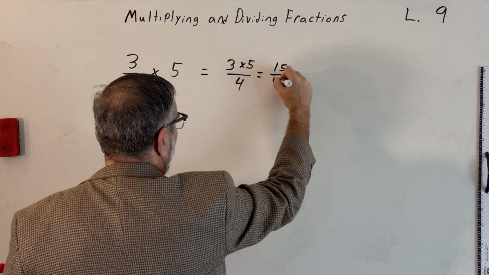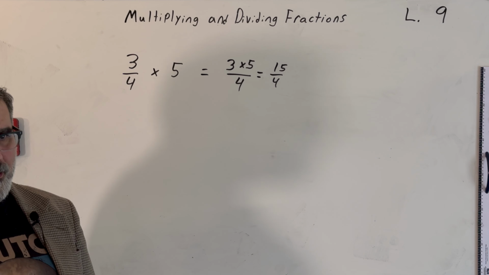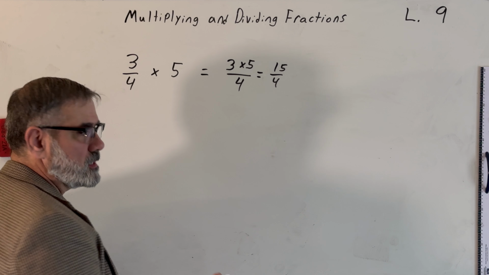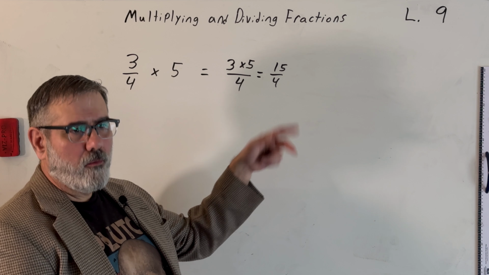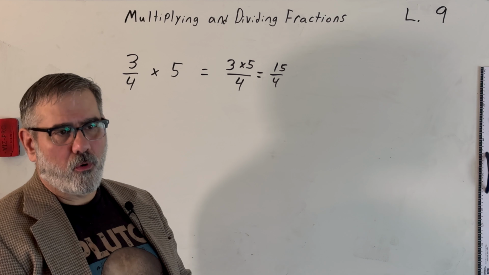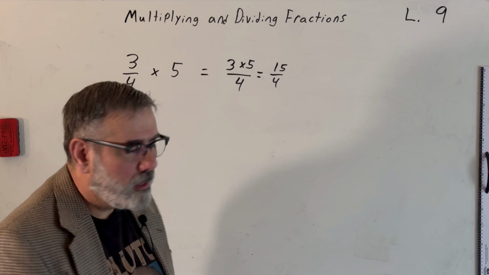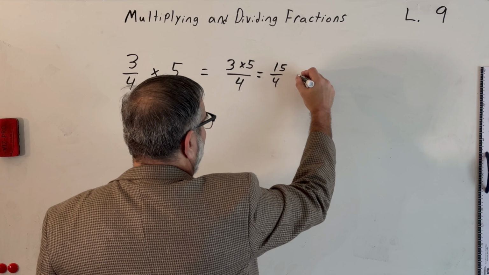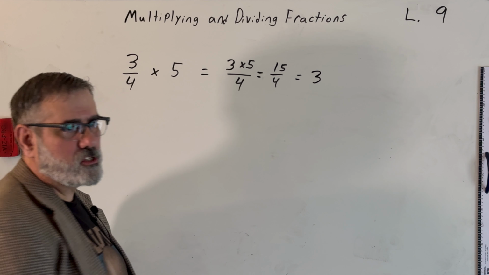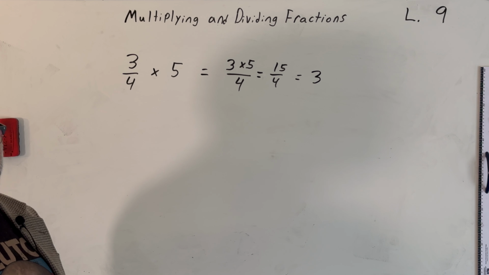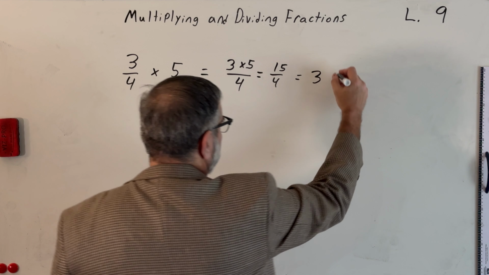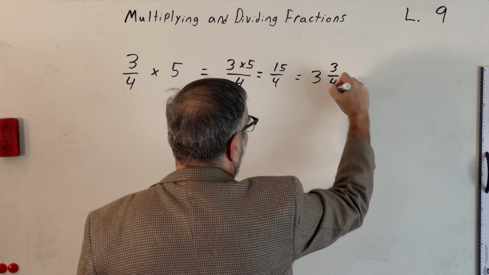Is that a proper or an improper fraction? Improper, right? So we can write this as a mixed number. How many 4s go into 15? If it was 16, what is 16 divided by 4? It's 4. So this is almost 4, which means it must be 3, right? What is 4 times 3? 12. And what is 15 minus 12? 3. Yeah. So this is 3 3/4.